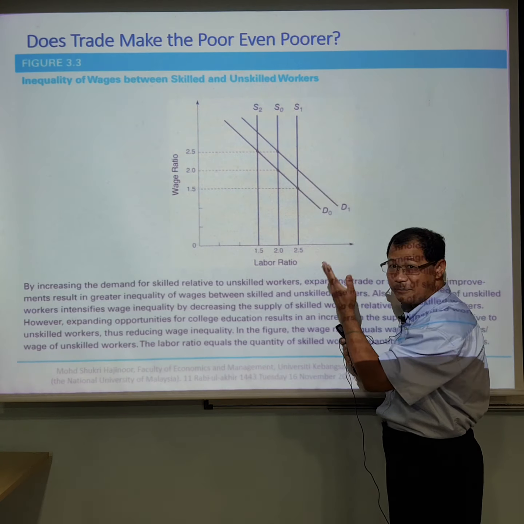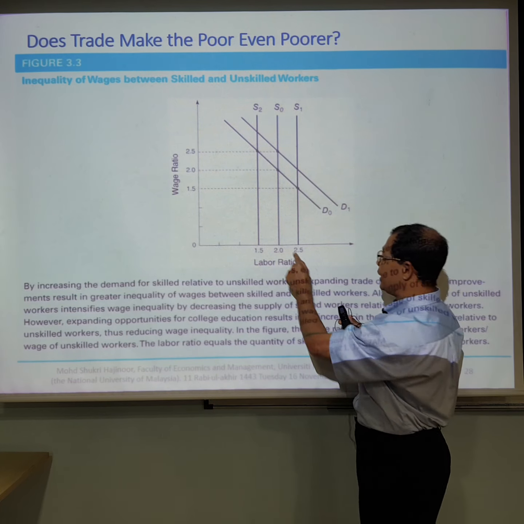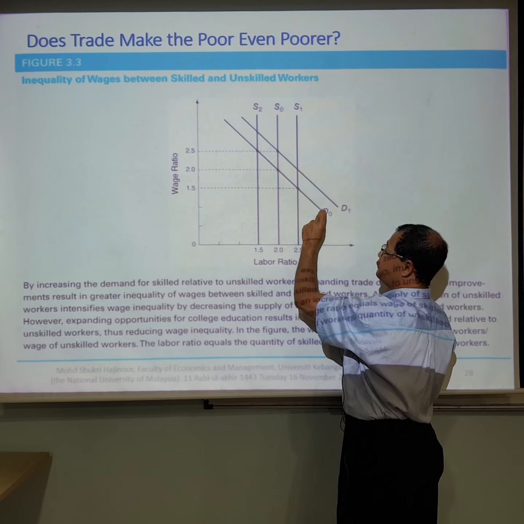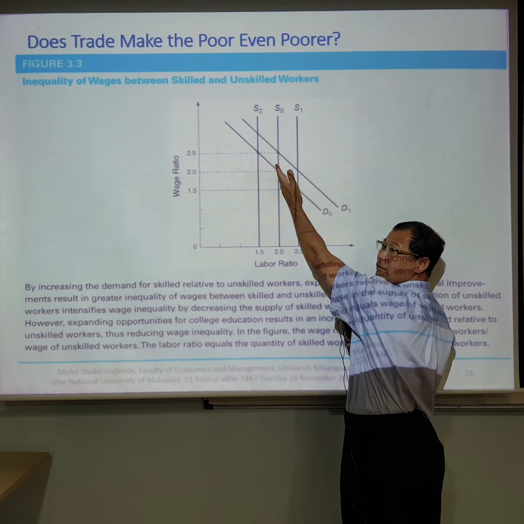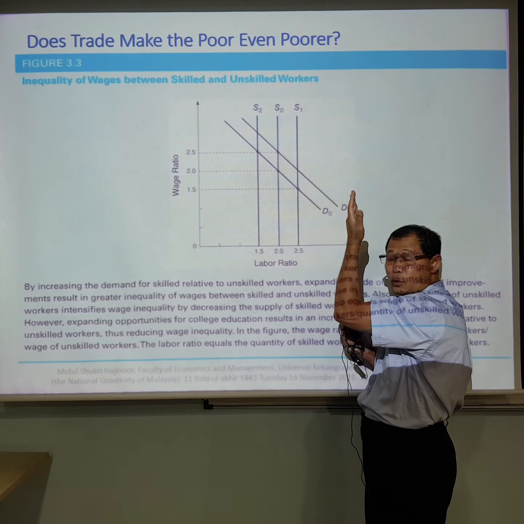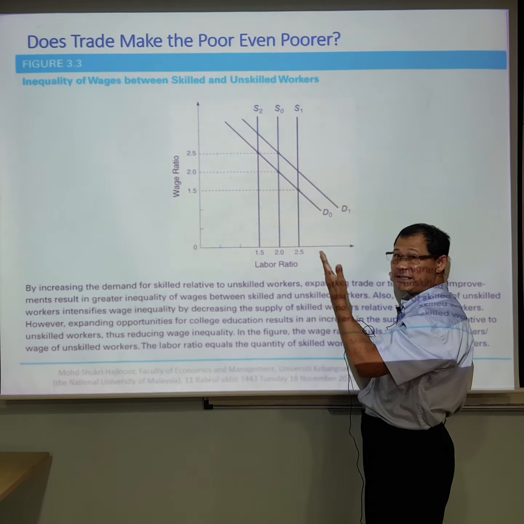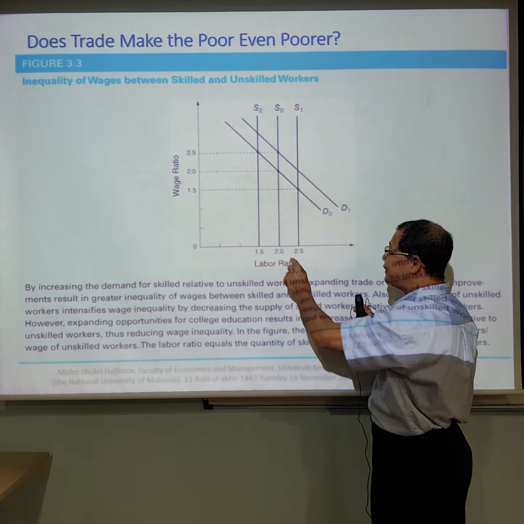So, the demand curve here shifts to the right. We began here, at the intersection of D0 and S0. With trade, there is going to be more demand for skilled workers relative to unskilled workers, so the demand curve shifts to the right. Now, assume supply is constant.